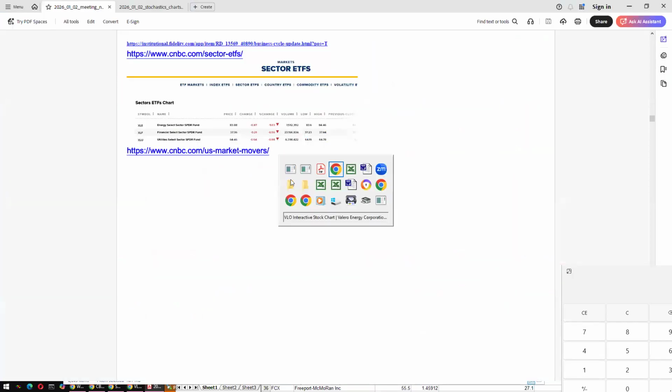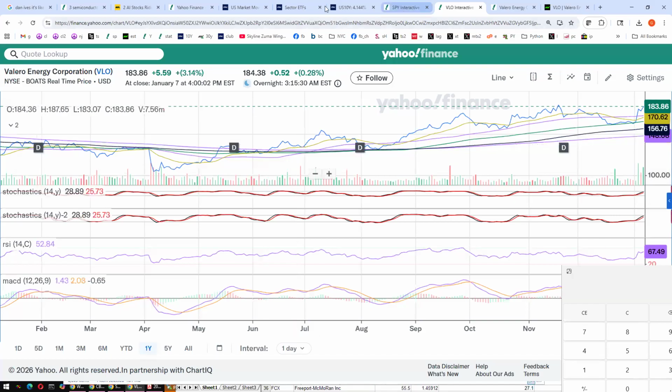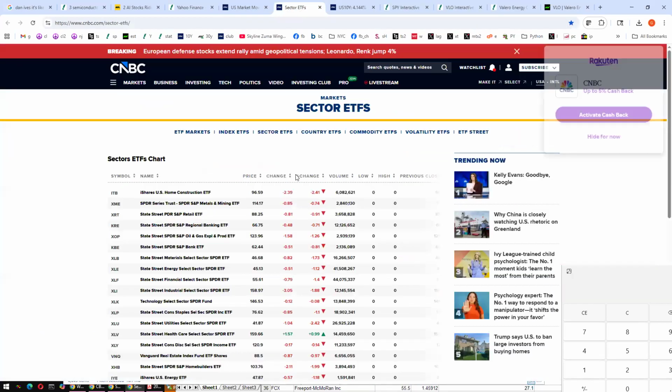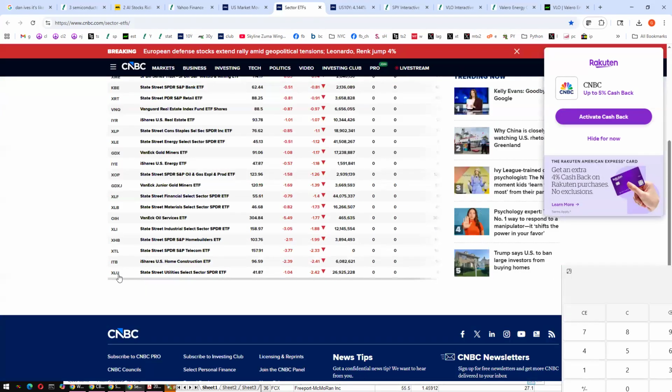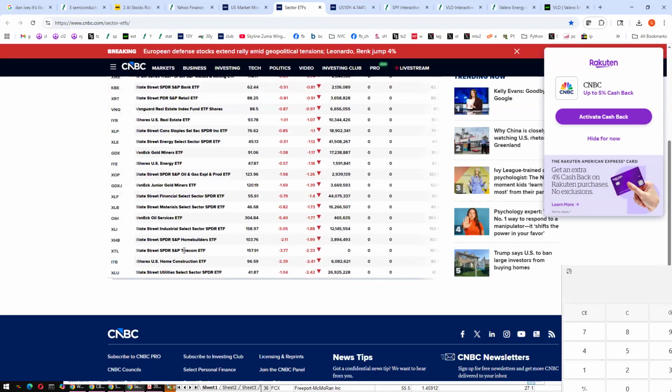Let's go back to some of the stocks going up and down again. Let's look at the sectors going up and down. We have the biotech ETF up the most. Then healthcare select stocks. Okay, healthcare is like a conservative sector. And the ones going down the most are utilities, home construction, and telecom.